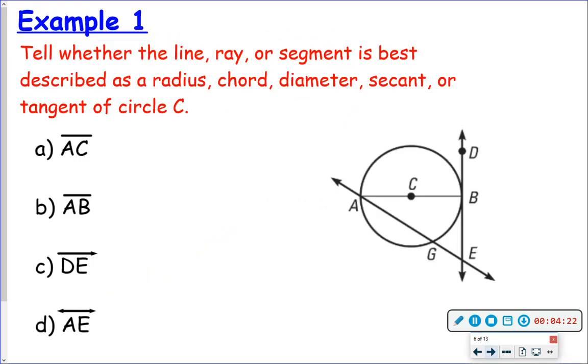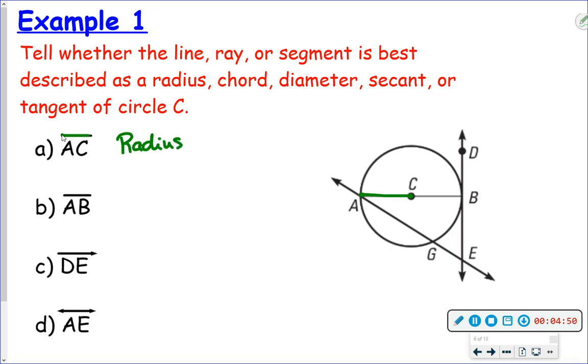Tell whether the line, ray, or segment is best described as a radius, chord, diameter, secant, or tangent of circle C. All right, let's start with letter A. Now, the symbols are key. On letter A, we have a segment symbol. So segment AC. A segment that starts at the center and goes through the edge, of course. We all know that one. Radius.